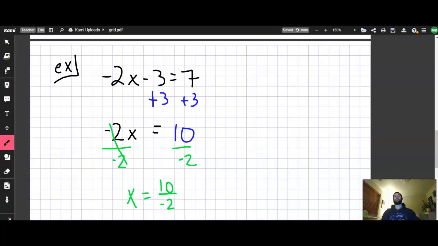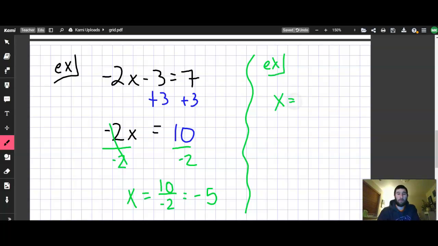Now, ladies and gentlemen, this is a fraction that can be reduced. This actually just gives us a whole number, right? 10 divided by negative 2 is negative 5. But what if that was in reverse? What if we had the fraction x equals negative 2 over 10? The answer is not 5.